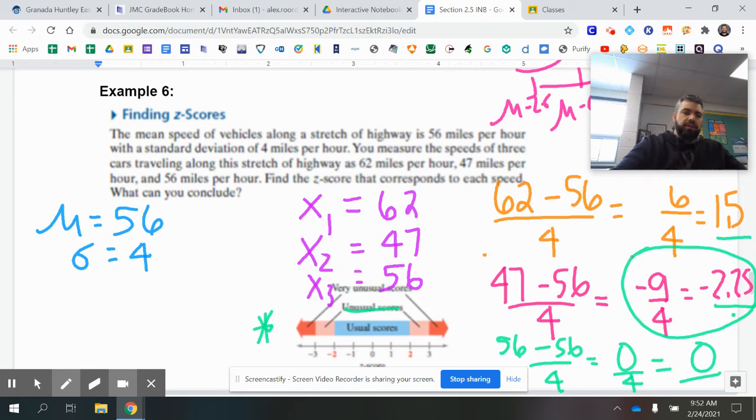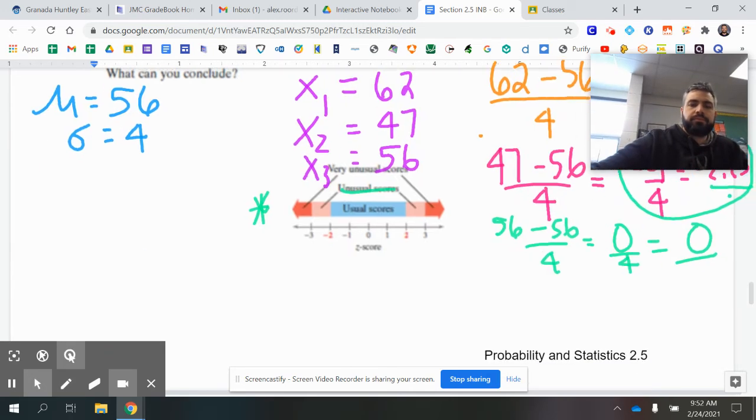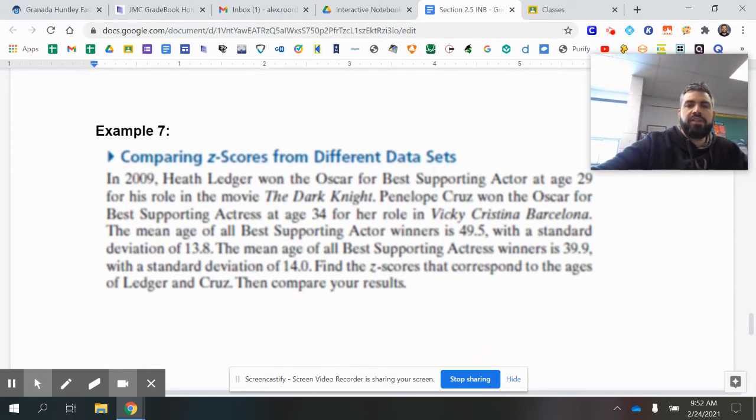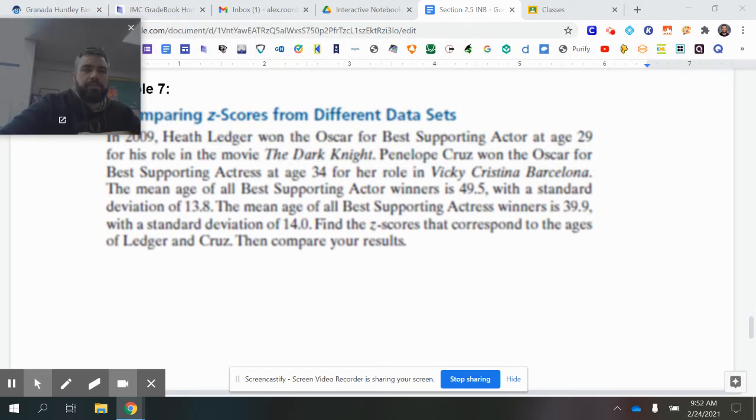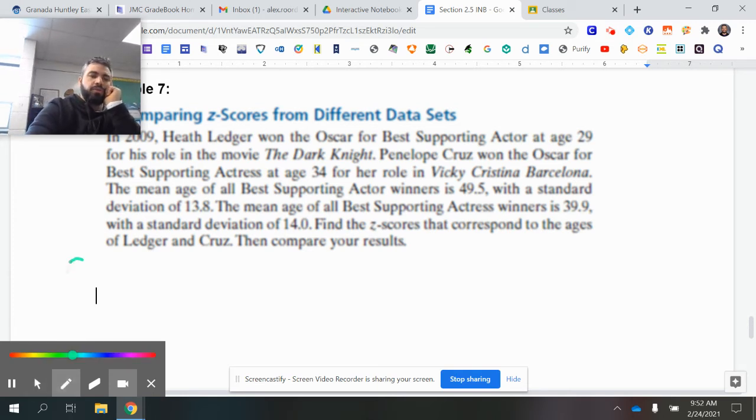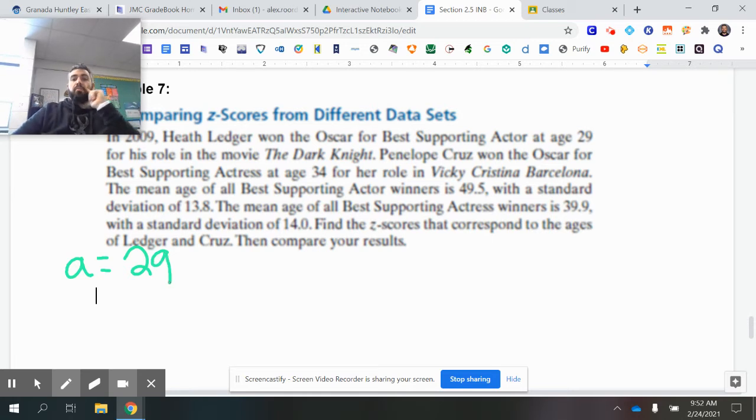All right, so let's look at another example. This actually has to do with Oscar winners, okay? So it says, in 2009, Heath Ledger won the Oscar for Best Supporting Actor at the age of 29, okay? So that's important. We're looking at his age, so we'll call it A. His age is 29, okay? Penelope Cruz won an Oscar for Best Supporting Actress, and her age was 34.